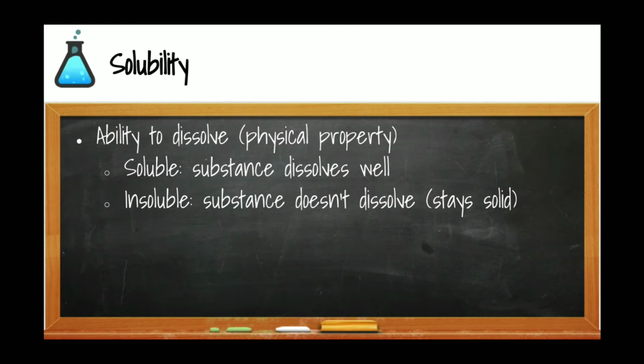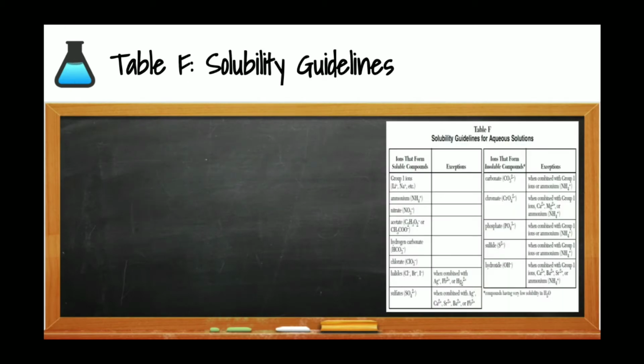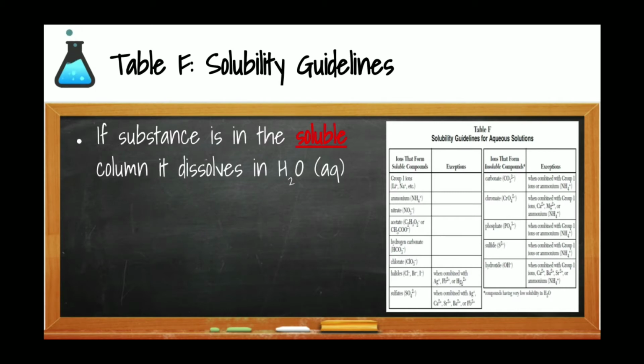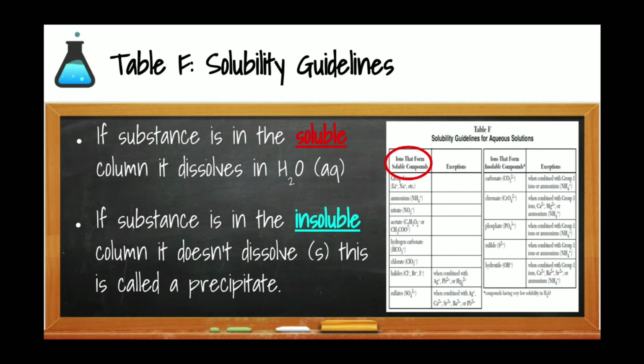Now, solubility is a physical property described as the ability to dissolve. A soluble substance dissolves well, while an insoluble substance will stay solid. Reference table F gives us solubility guidelines. If a substance is soluble, then its formula will be followed by the symbol AQ. If a substance is insoluble, then its formula will be followed by the subscript S to show that it is a solid precipitate.